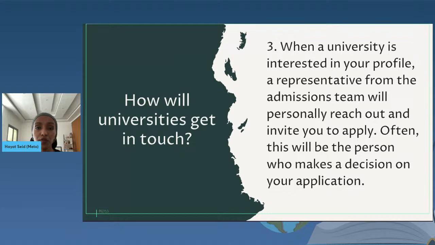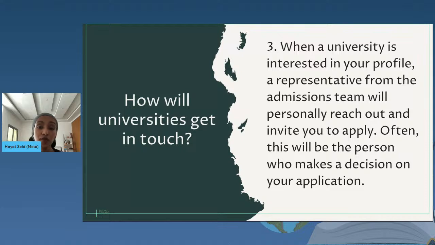Over email, we will connect you directly to the representative at the university. This will typically be someone in the admissions office who reads the applications for your country or region and can provide a lot of detailed information about the institution or answer your questions. That email is essentially telling you that the university representative has looked through your Meto profile and would like you to apply.